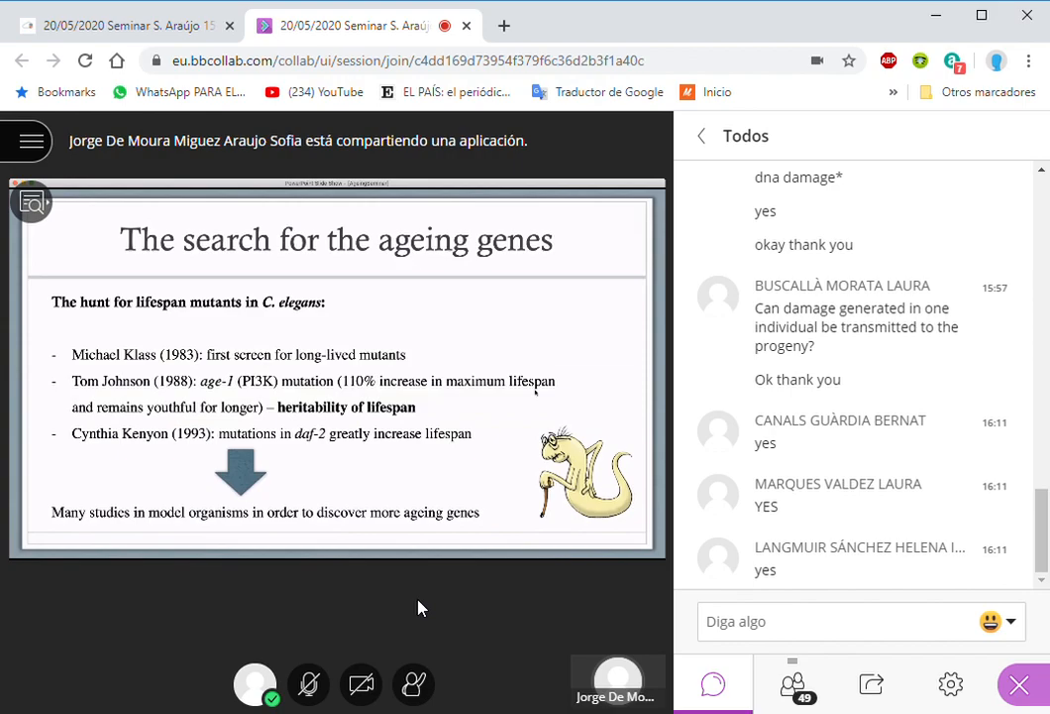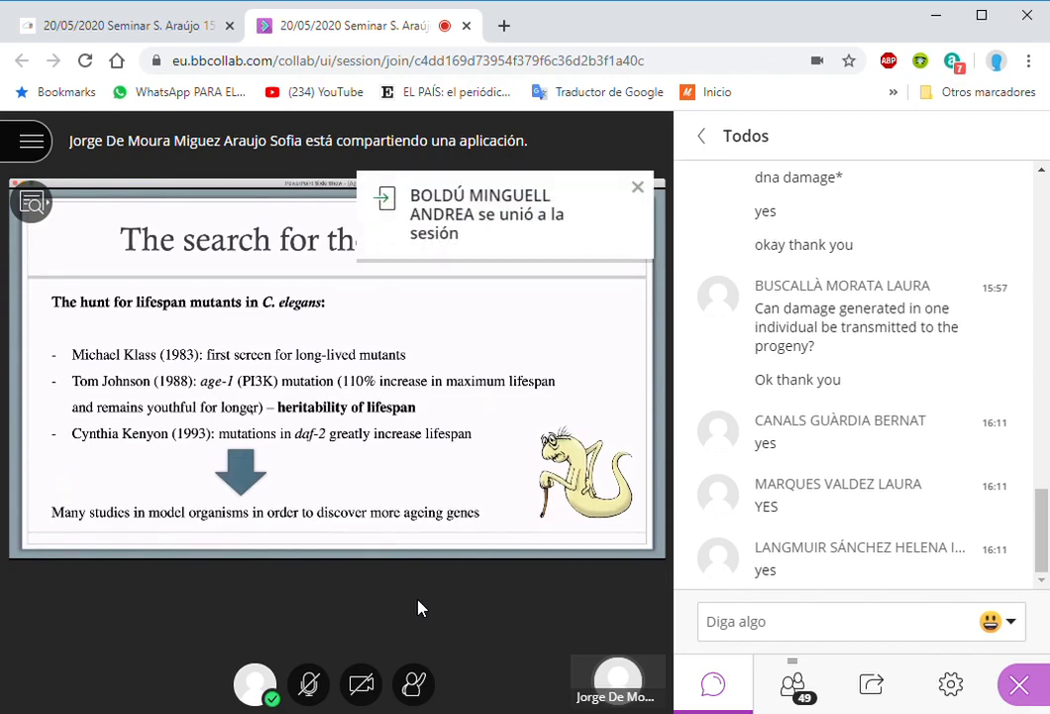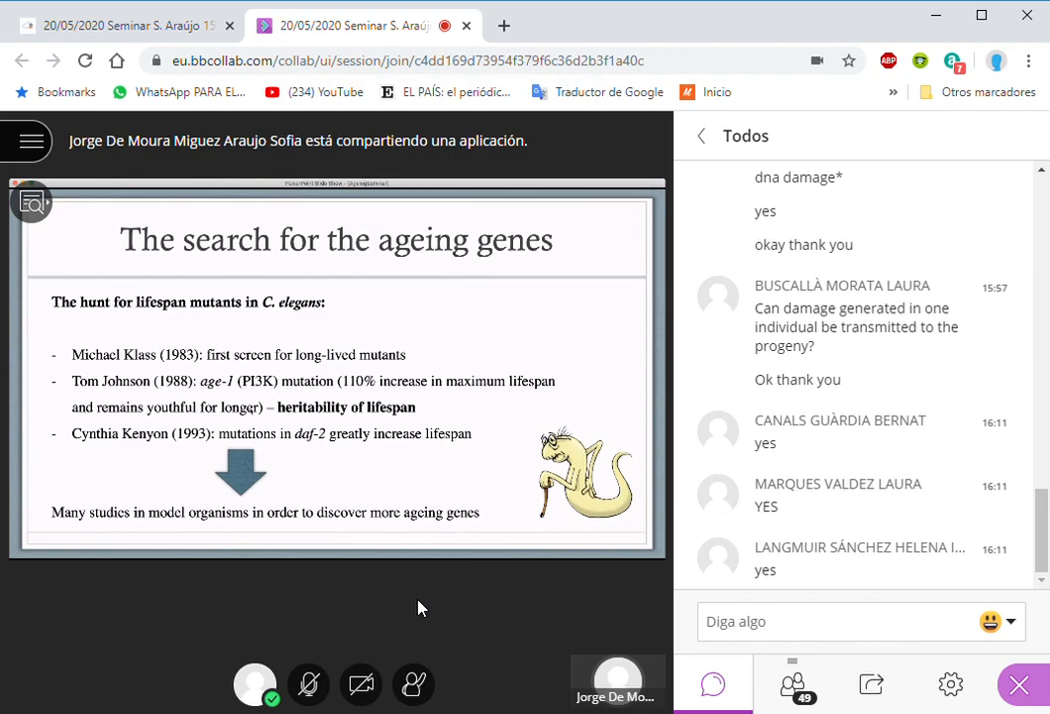So you would have worms that would then live much longer than the other ones, but very importantly, you had these worms remaining youthful for longer. So these worms were not just living longer, but they were looking younger and moving as younger nematodes for much longer than the ones that were wild type. They could also show that this is a mutation that was passed on to the different generations.